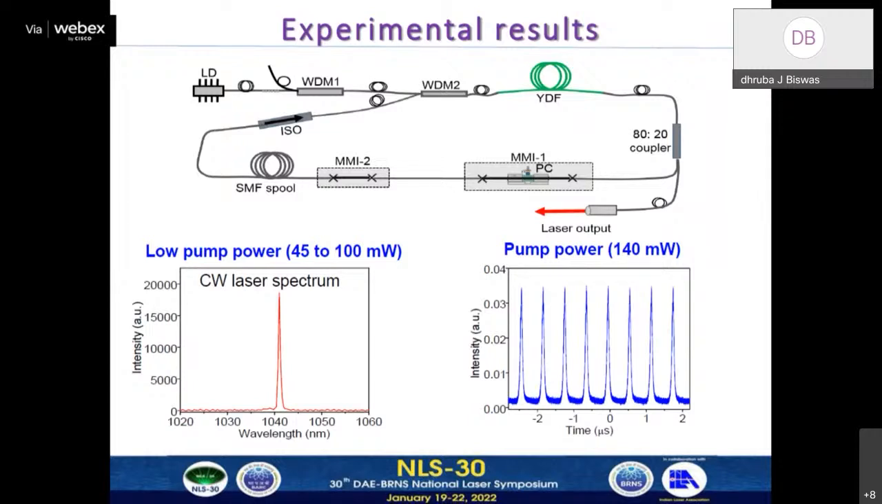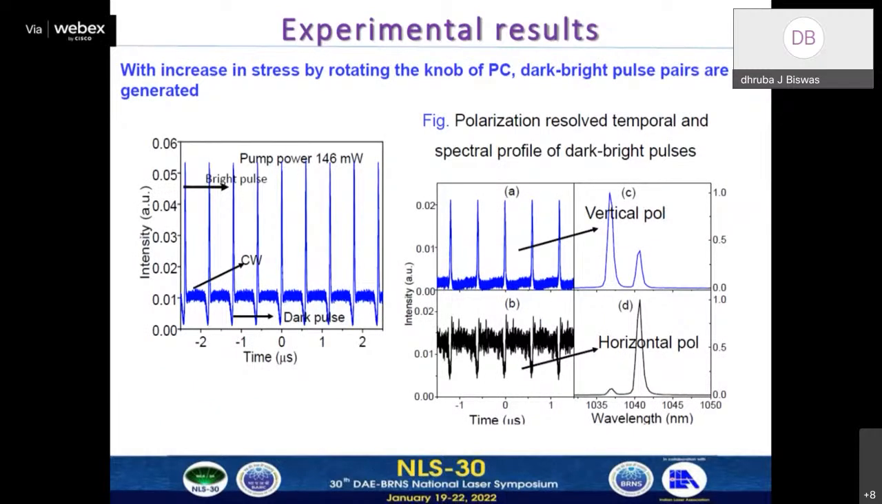With further increase in stress by rotating the polarization knob, we get dark-bright pulse pairs as shown here. This dark-bright pulse pair has three components basically. One bright.